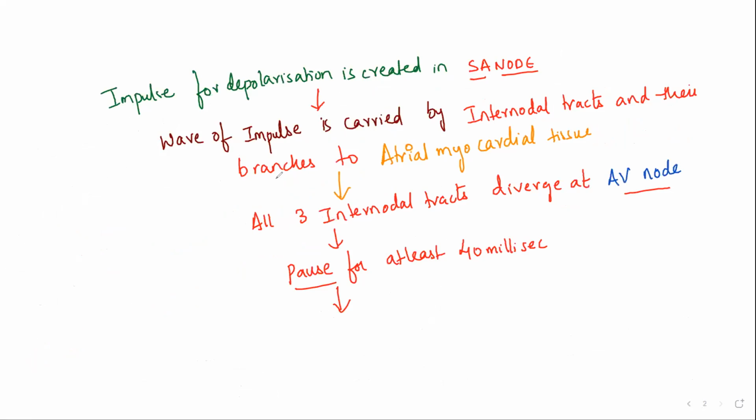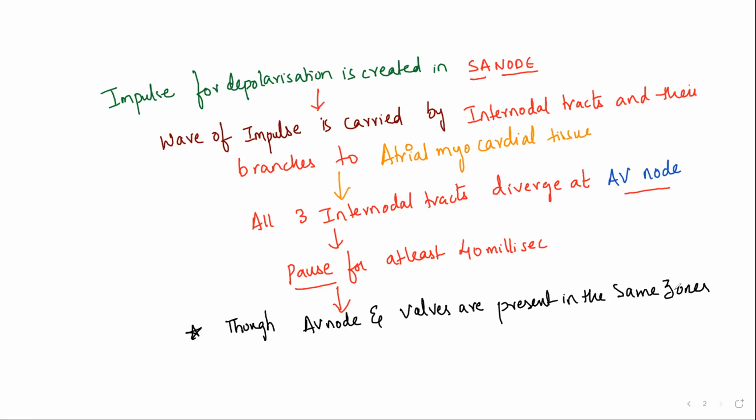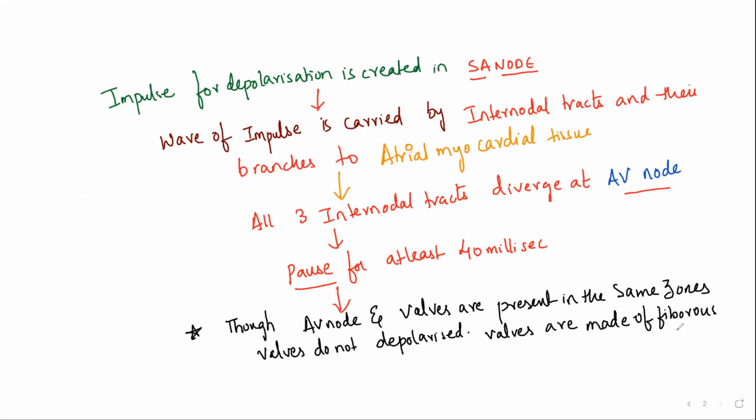Let me write this for you. Your most important point is that though the AV node and valves are present in the same zone, valves do not get depolarized. Why? Because your valves are made of fibrous tissue, and this fibrous tissue is an insulator. It does not allow the passing of the impulse, therefore they do not get depolarized. I hope, children, you now understood what I needed to say.